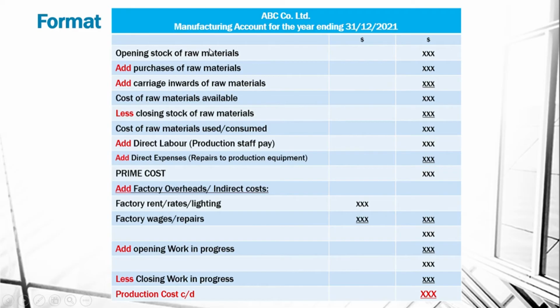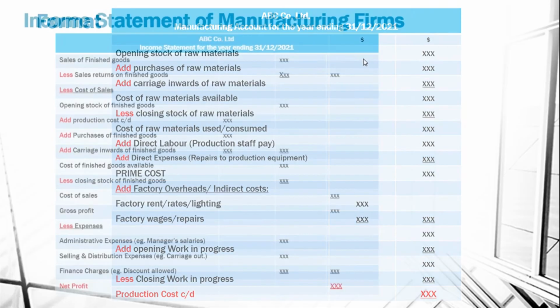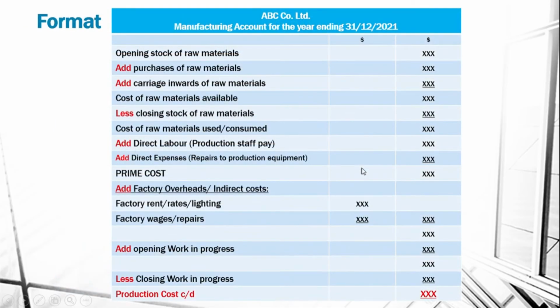So we start with the opening stock of raw material, and if you realize, I have two columns. This first column here is just for adjustments, and this column over here is to put the final figures. So you start with the opening stock of raw materials, then you add your purchases of raw materials. Then you may need to pay to carry in the raw materials, which we call carriage inwards. You add up those three and you get the cost of raw materials available, and then you less your closing stock of raw materials.